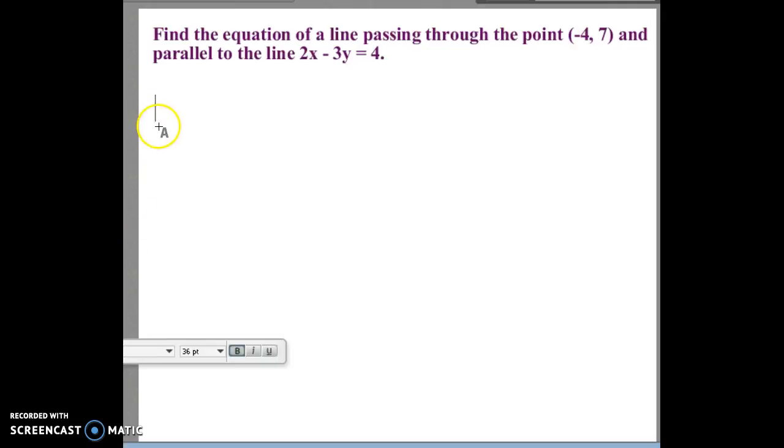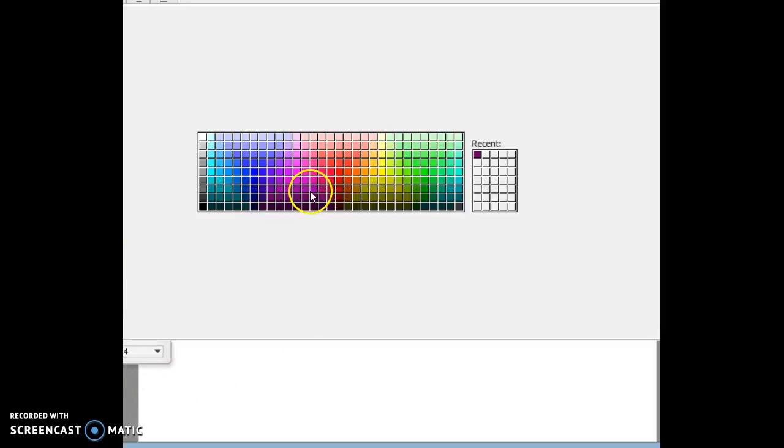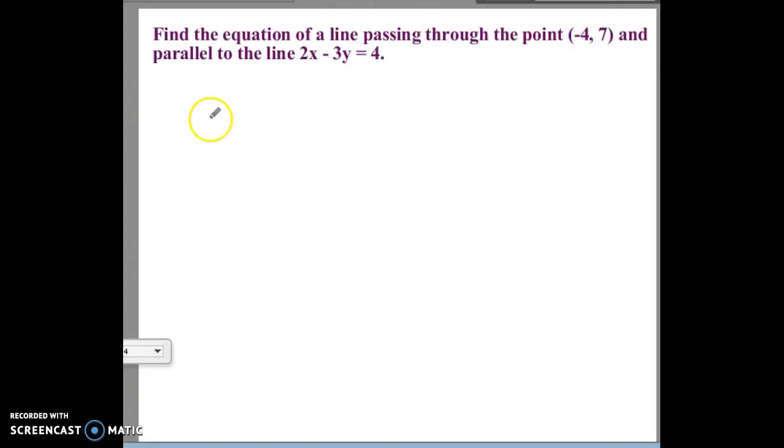Okay, so we're going to find the equation of a line passing through the point (-4, 7) and parallel to the line 2x minus 3y equals 4. Now remember, you need two key pieces of information when you're finding the equation of a line. You need to know the slope, otherwise known as m, and you need to know a point on the line.